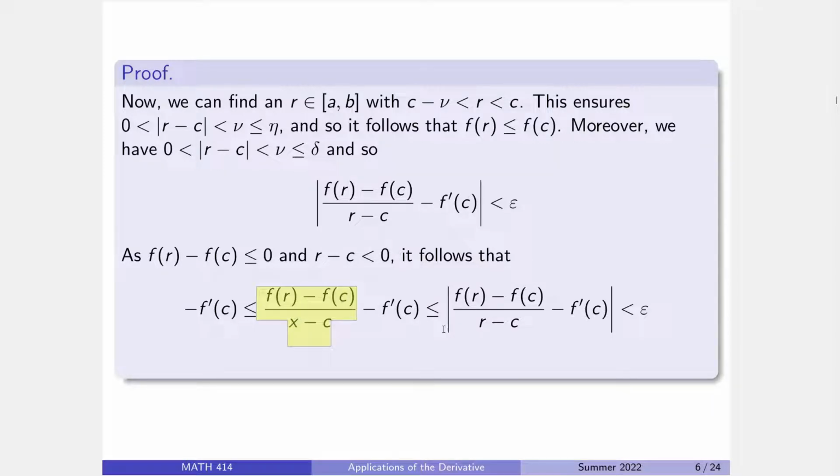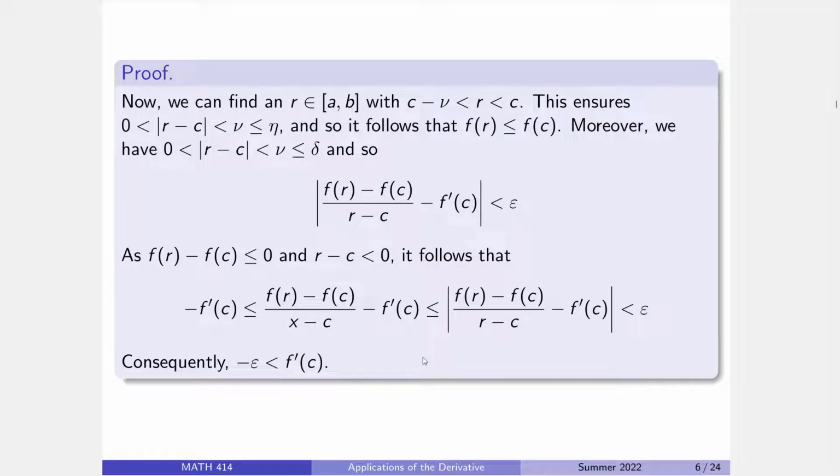added across the inequality. All right, we know it's greater than or equal to 0, so we know this must be true. And this is bounded above, of course, by the absolute value, which is less than epsilon. And so there we go. The derivative at C is strictly bigger than negative epsilon.